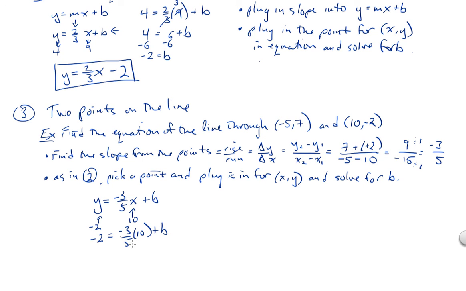Let's simplify this term here first. Negative 2 equals negative 6 plus b. Again, I'm keeping the numbers pretty nice here. They might not always come out nicely. Looks like b is 4. Now we plug in b, just like situation 1: y equals negative 3/5 x plus 4.